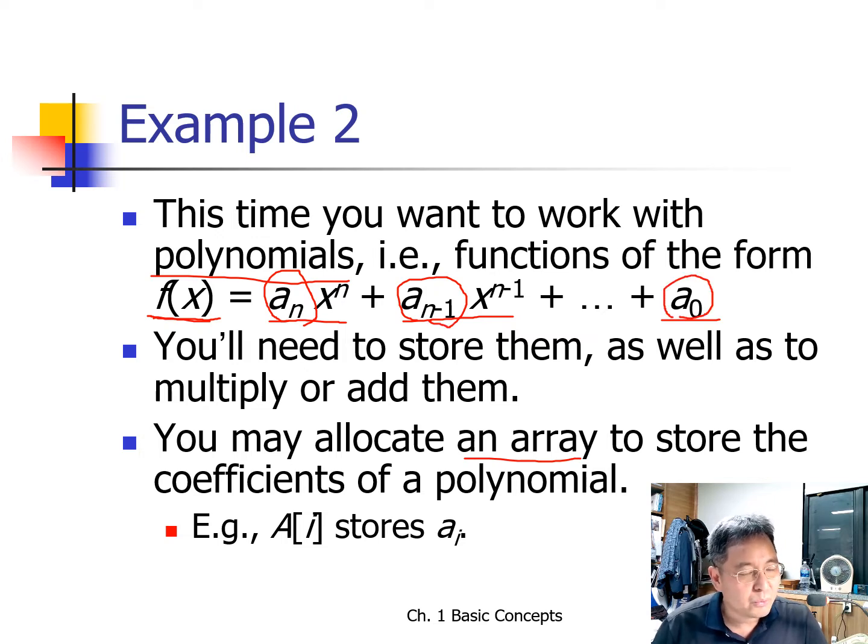So we store every coefficient of each term. Then we can define one polynomial. Okay, so in this example, the data set is a coefficient data set, and the data structure is an array, the same as in the first example.